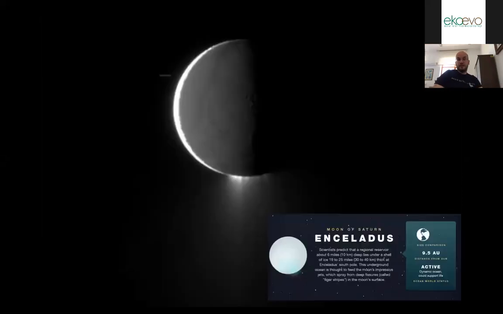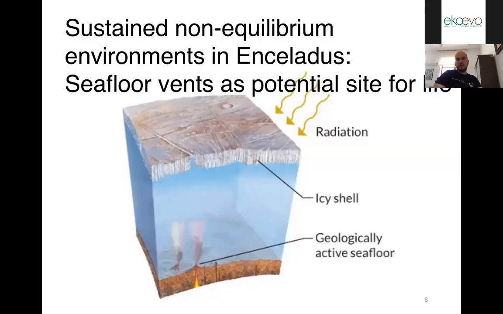Here you see different images stacked up. But more importantly, from analyzing these plumes, the preliminary analysis showed that there is a saltwater ocean in liquid form beneath this icy shell. There's a geologically active seafloor and possibly hydrothermal vents. So there are water-rock interactions.